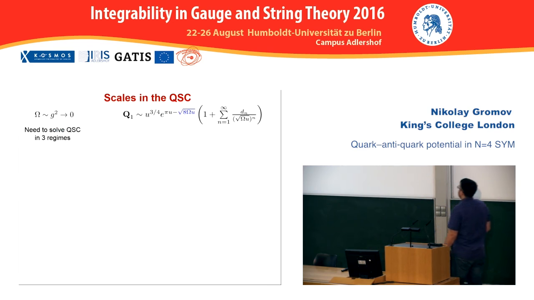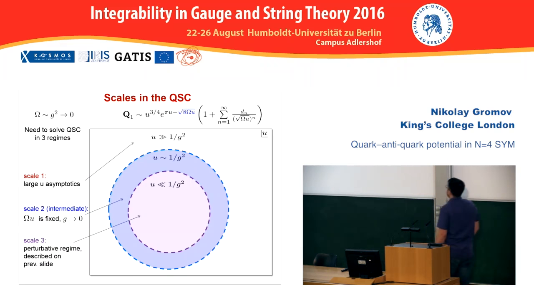And the answer is quite natural: omega goes to 0 as G goes to 0. So there are different scales in the game. One scale is when U is very, very large, much bigger than 1 over G, and that's where you actually have to expect this asymptotics, which will identify your Q1, and the Q1 is the only one you care about, right? So we don't care about any other. So Q1 is identified here.